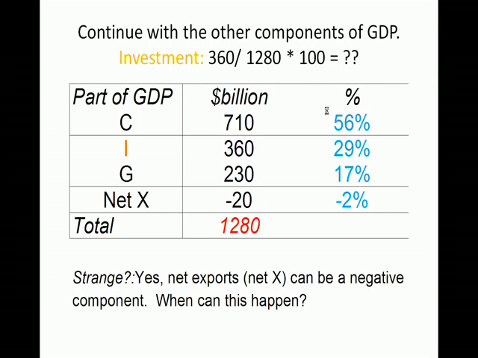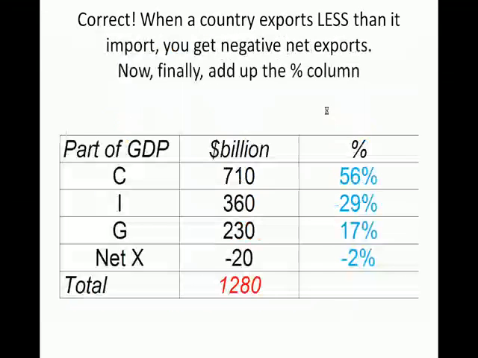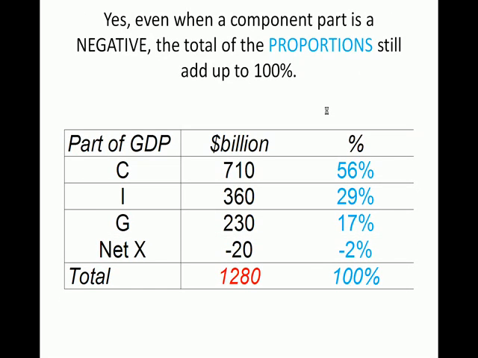Yeah, there's something strange. Net exports can be a negative component. When can this happen? Have a think. Correct. When a country exports less than it imports, you get a negative net export. Now you finally add up the percentage column. 56, 29, 17, minus 2. Yes, we do get 100. So even when a component part is negative, the total of the proportions still add up to 100. Interesting.